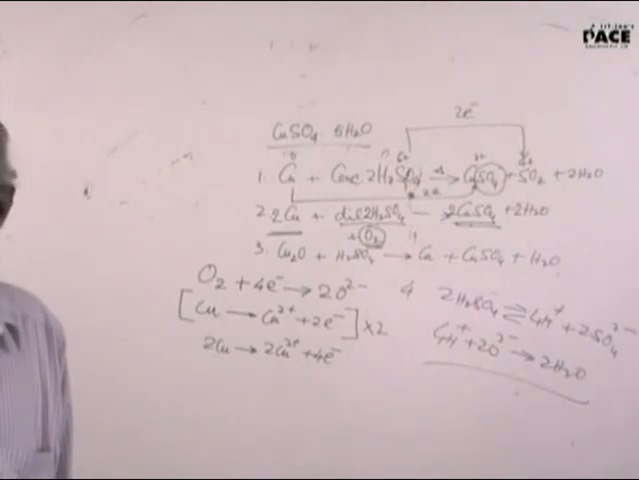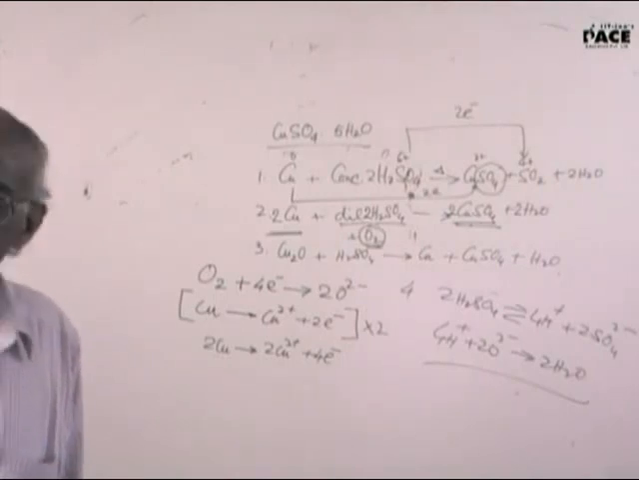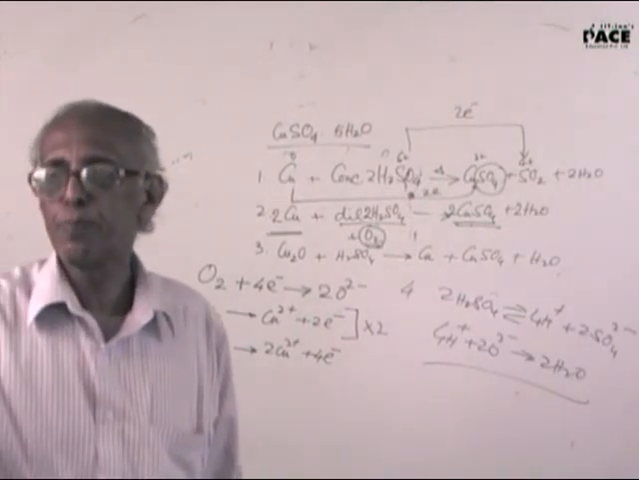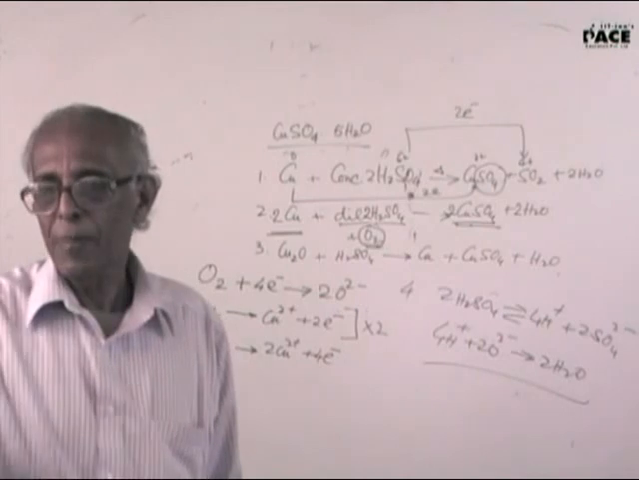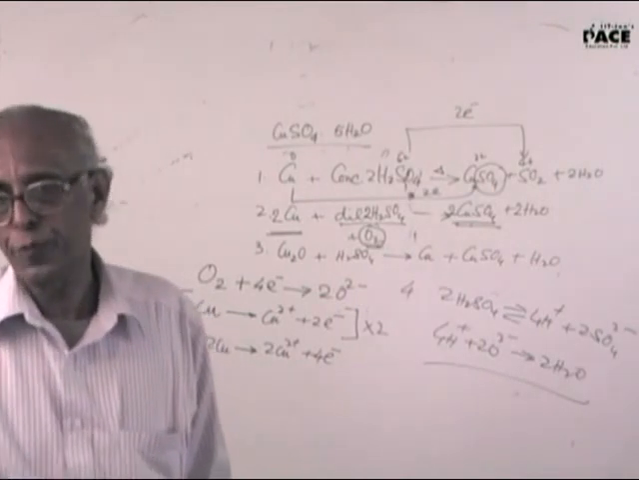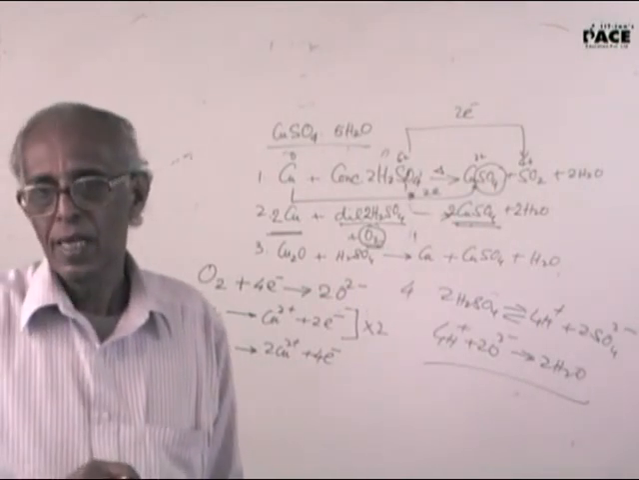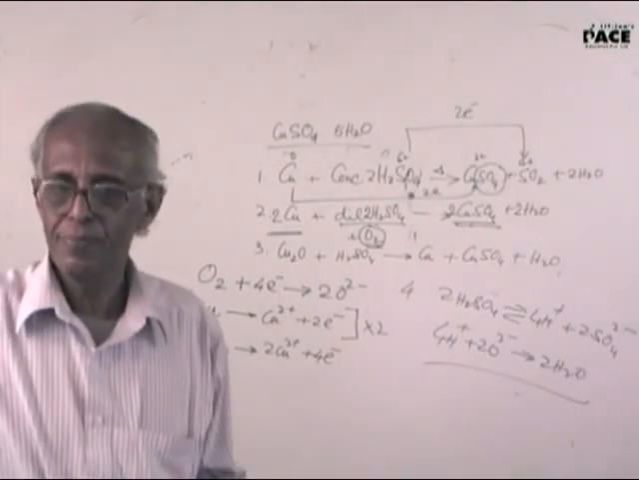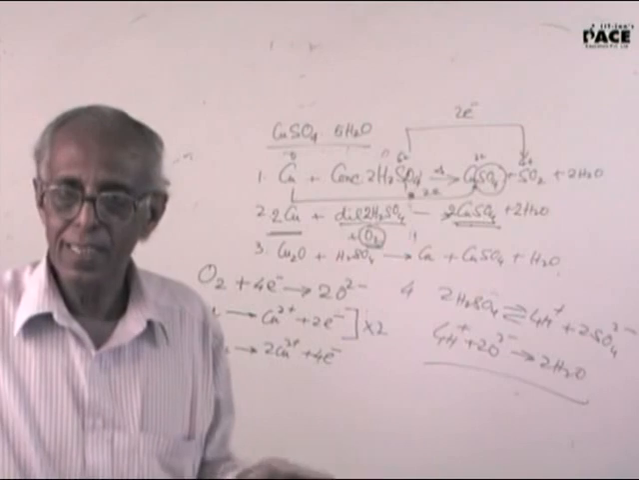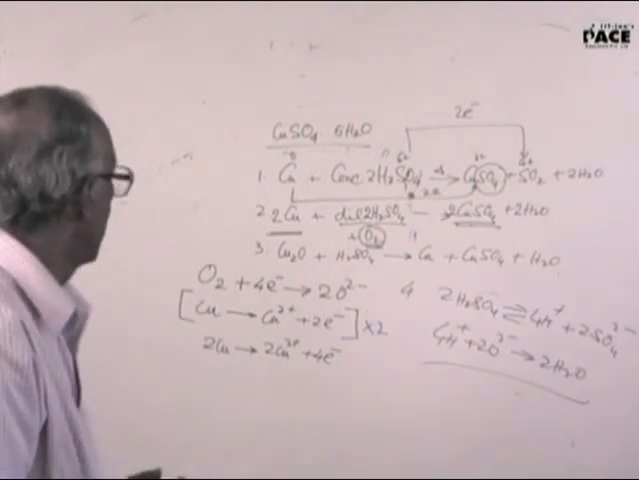When oxygen acts as an oxidizing agent, it gets reduced to oxide ion. Sulfuric acid ionizes to give you H plus and sulfate ion. Copper 2 plus combines with sulfate to form copper sulfate. And H plus combines with oxide ion to form water. Is it clear?